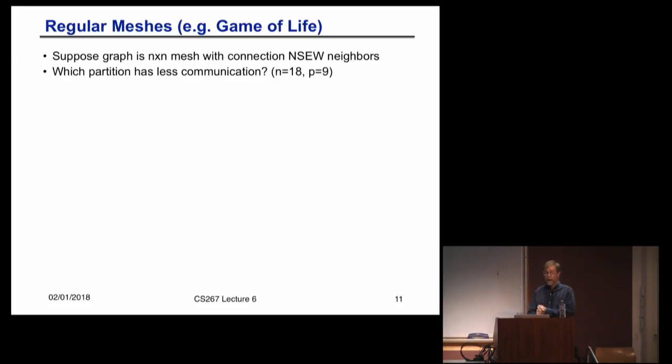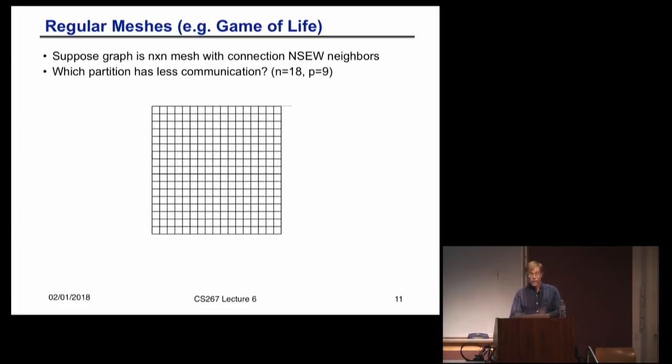So let's do the simple case. I have an n by n graph, and I'm only connected, let's make it simple, with 4 nearest neighbors: north, south, east, and west. I'm going to give 2 possible partitions and ask, how do I quantitatively decide which one is better than the other? Suppose I have an 18 by 18 grid, and I want to assign that to 9 processors. What's the right way to do it?